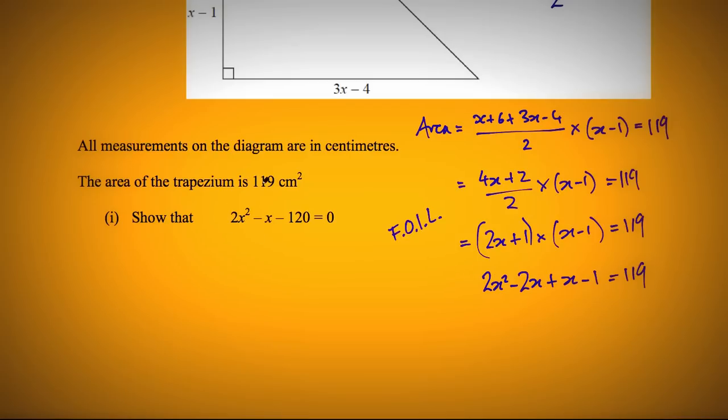And now I look at where I'm trying to get to with my answer, show that that is set equal to 0. So in order to get this equal to 0, I need to subtract 119 from both sides. 2x squared minus 2x plus x, that's the same as 2x squared minus x. Minus 1 minus 119, that's minus 120 equals 0, and that's my answer there. Because it's a show that question, each stage of this needs to be shown clearly where it needs to be possible to read it logically from step to step.